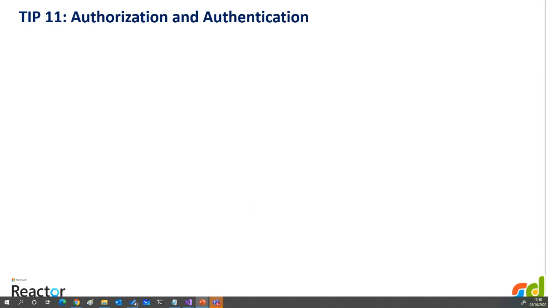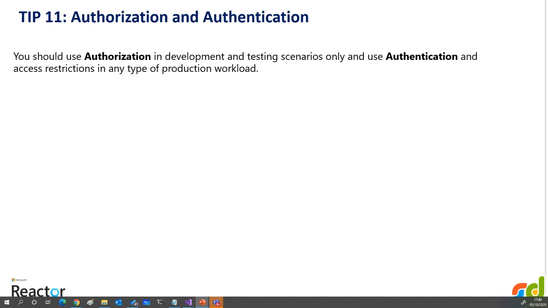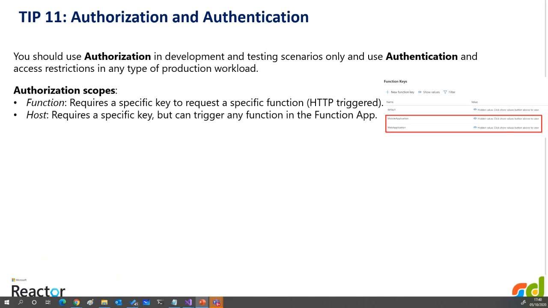Another tip is related to authorization and authentication. You should use authorization keys when you are in development and testing. Authorization keys means keys that you can specify for functions and that you can share with your external clients to call your functions. And you should use authentication and access restrictions when you are going to production.